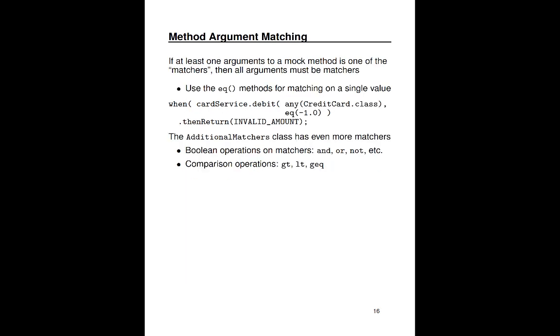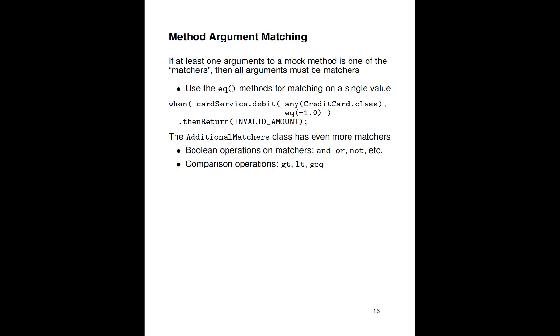Now, one of the things about the Mockito API that I know I'm always running into is that if you're going to use a matcher, like any, for one of the arguments to the method that you're mocking out, then all arguments must be matchers, just the way it works. So in this case, if we want to specify that when the debit method of the credit card service is invoked with any credit card and a value of -1, then it should return invalid amount. The matchers that we use are, well, any for the credit card. But then you just can't say -1. You need to use the eq, the equals matcher, for the value -1.